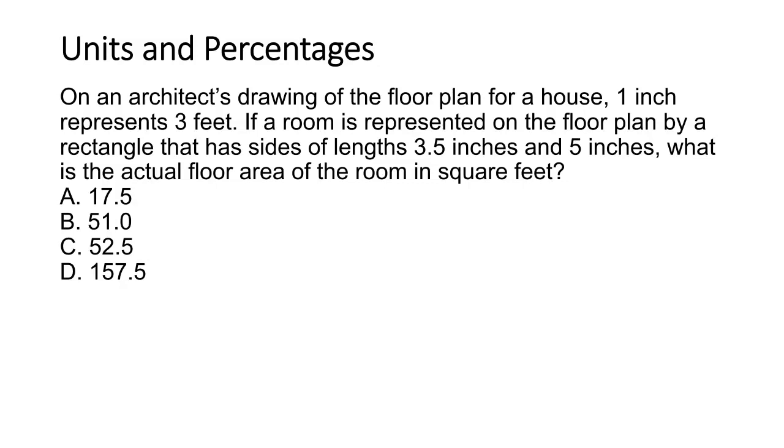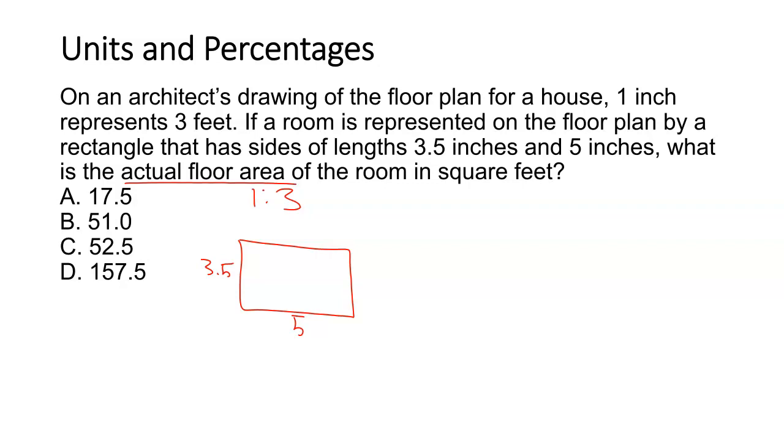So here we have an architect's drawing of a floor plan for a house. 1 inch represents 3 feet. There's our ratio. If a room is represented on the floor plan by a rectangle that has sides of 3.5 and 5 inches, what is the actual floor area? So we still have that same idea where we need to take linear measurements and turn them into an area. But this one's a little bit easier because we weren't given area. We were only given linear measurements.